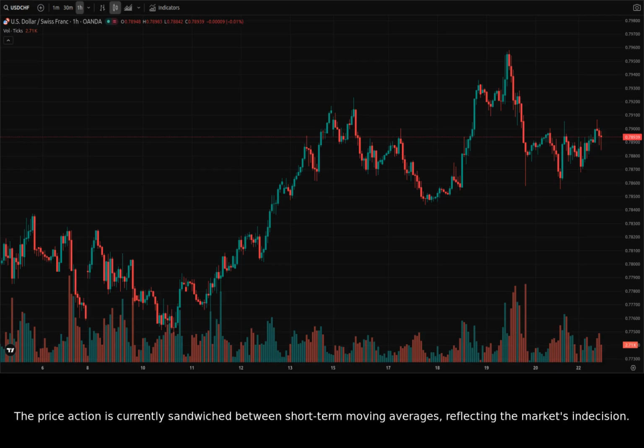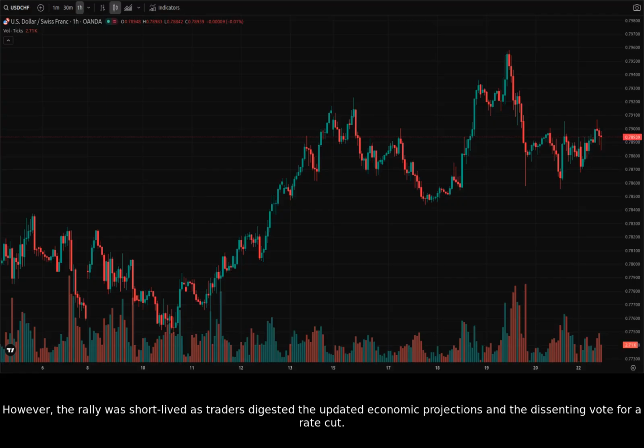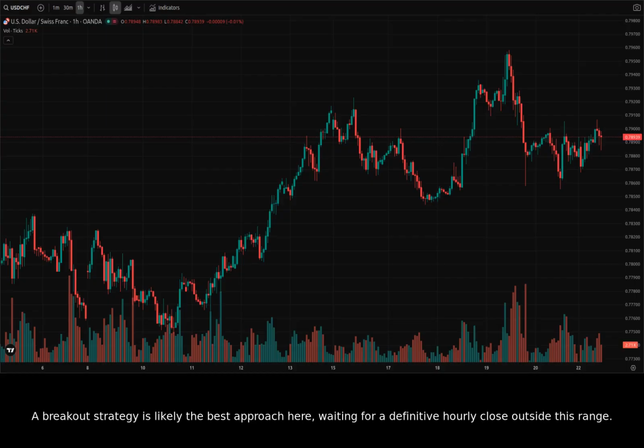The price action is currently sandwiched between short-term moving averages, reflecting the market's indecision. On March 18th, we saw a surge to 0.7908 following the Fed's steady rate decision. However, the rally was short-lived as traders digested the updated economic projections and the dissenting vote for a rate cut. There is a notable consolidation range forming between 0.7817 and 0.7922. A breakout strategy is likely the best approach here, waiting for a definitive hourly close outside this range. Support is currently holding near the 50-day exponential moving average on this time frame.